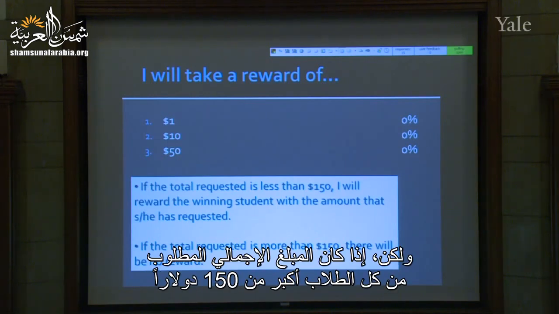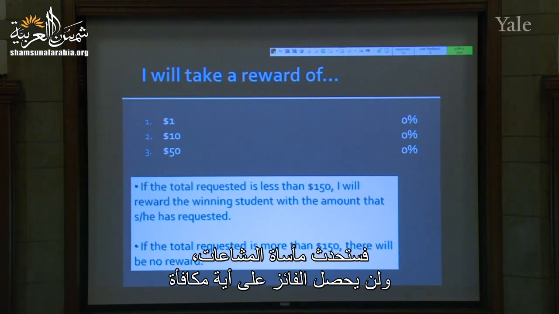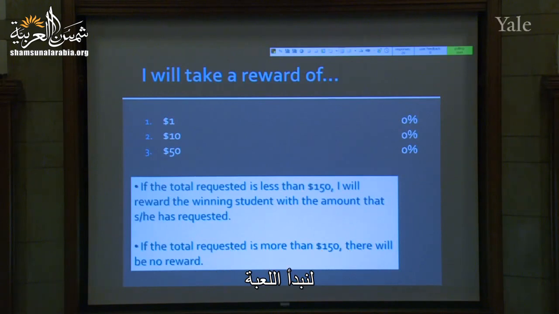If the total requested is more than $150, tragedy of the commons, bank goes bust, too many requests, no reward, okay? So the game is there, 22, 23, 24. I'm going to hold off. I want a lot of responses to this game. Let's see how these numbers come in.